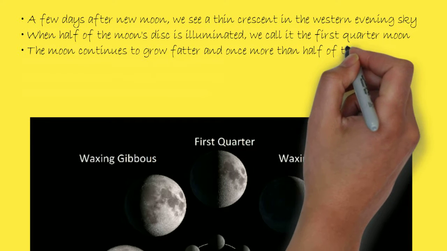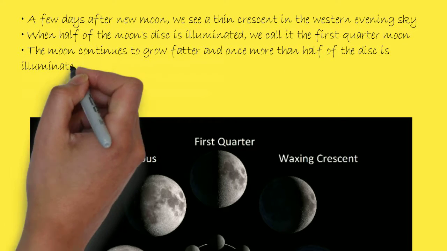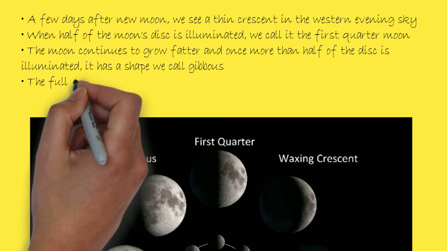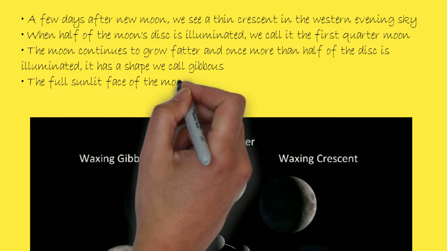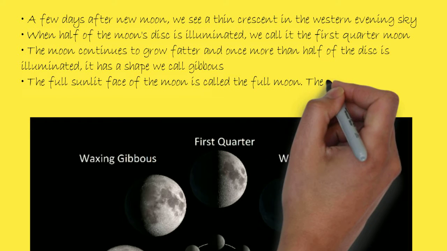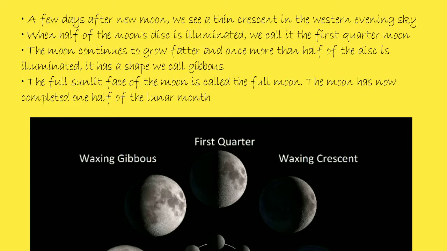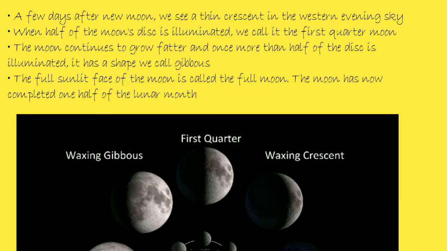The moon continues to grow fatter, and once more than half of the disk is illuminated, it has a shape we call gibbous. The gibbous moon appears to grow fatter each night until we see the full sunlit face of the moon. We call this phase the full moon. The moon has now completed one half of the lunar month.